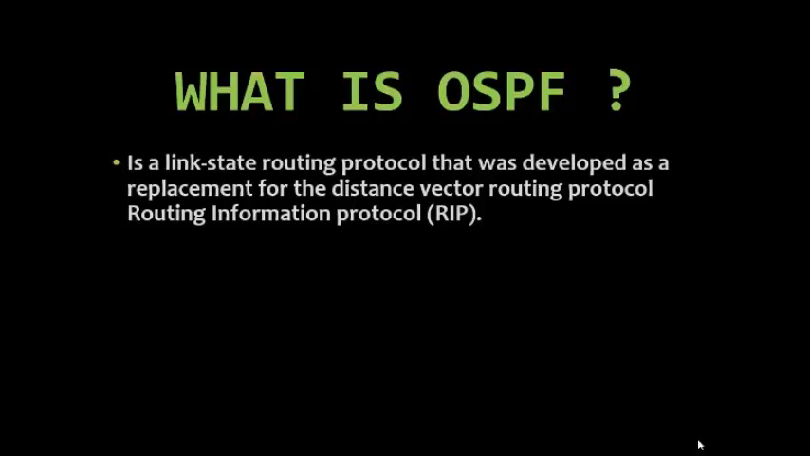OSPF is a link state routing protocol that was developed as a replacement for the Distance Vector Routing Protocol, Routing Information Protocol, or the RIP. It is used to determine the correct route for packets within IP networks. It was designed by the Internet Engineering Task Force to serve as an interior gateway protocol replacing RIP.